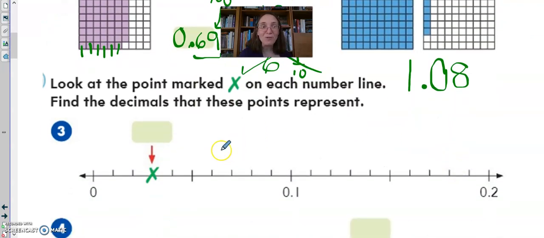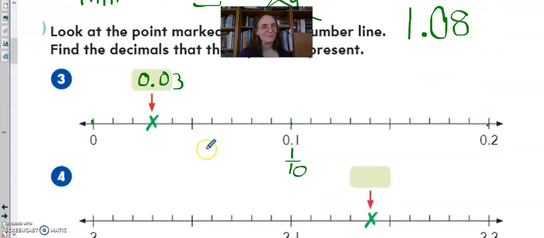Ooh, here we have number lines again. It says, let's find the decimal these points represent. Well, here's 0, but whoa, this is different. There's nothing in the single ones place. This stands for 1/10. And that means if I keep going, this point stands for 2/10. So if I take 1/10 and divide it by 10, I get hundredths. So this right here would be 3 hundredths. So no single ones, no tenths, but 3 hundredths.